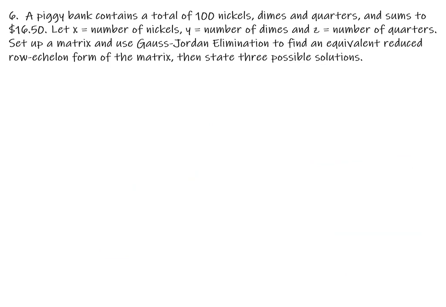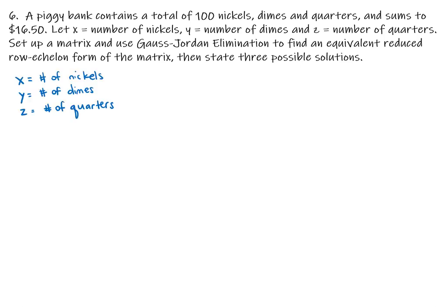Question number 6 is a word problem, and it states that a piggy bank contains a total of 100 nickels, dimes, and quarters, and sums to $16.50. The rest of it is just setup information, and what we want our variables to stand for, which is really important. But we're going to set up a matrix and use Gauss-Jordan Elimination to find an equivalent reduced row echelon form of the matrix, and then see what possible solutions we can find.